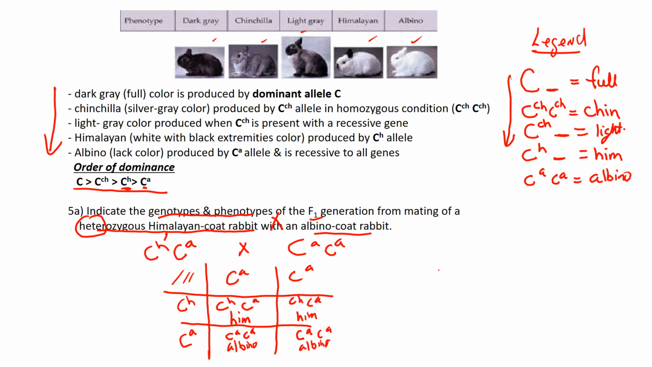So if we take a look at our ratio, it's a 2-to-2 ratio. Again, make sure you reduce all ratios and fractions. That's going to be reduced to a 1 and a 1. 1 being a Himalaya, 1 being an albino.